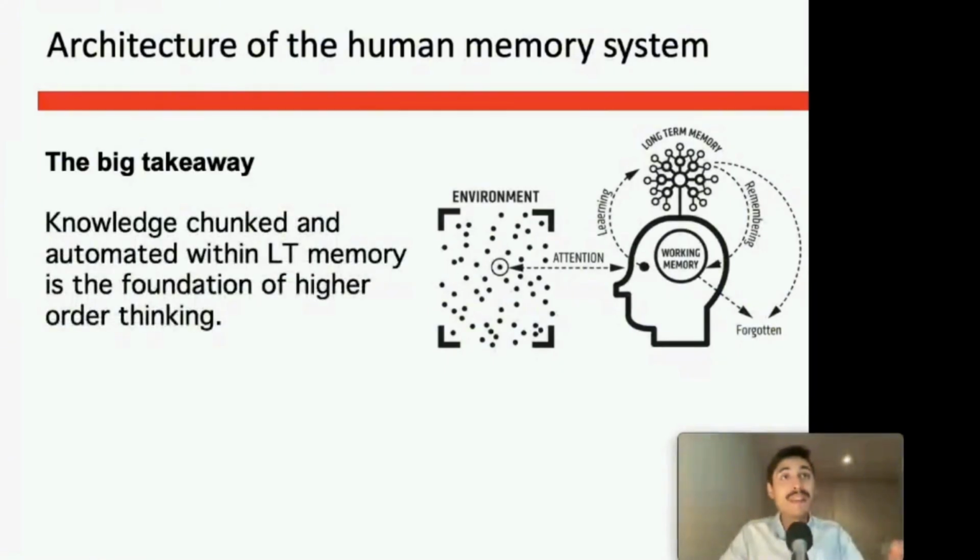So the big first takeaway from cognitive load theory is knowledge chunked and automated within long-term memory is the foundation of higher order thinking.